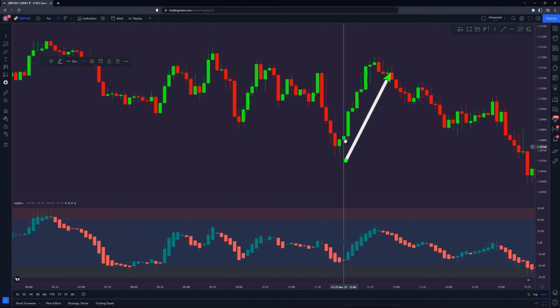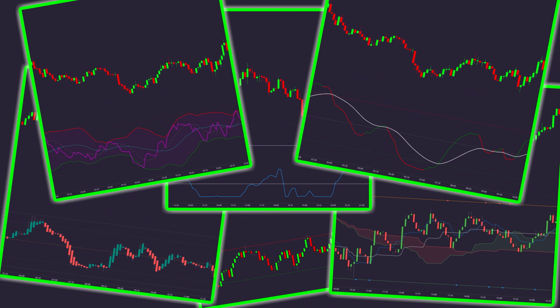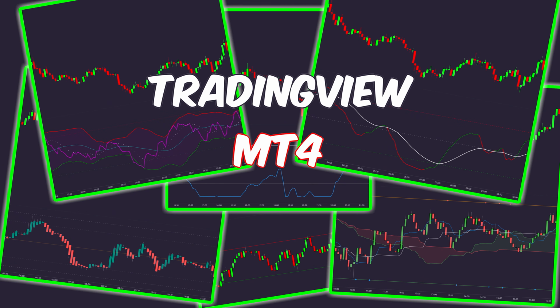I will show you how to use these indicators to improve your win rate and of course make more money, so watch until the end to get an idea about how they work. These awesome RSI indicators are available in TradingView and MetaTrader 4.